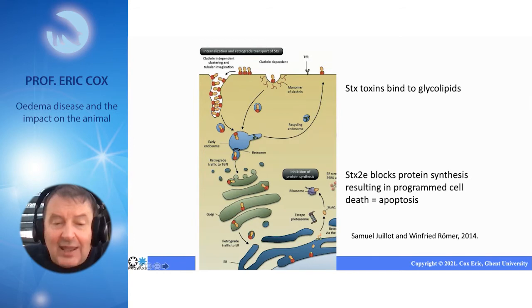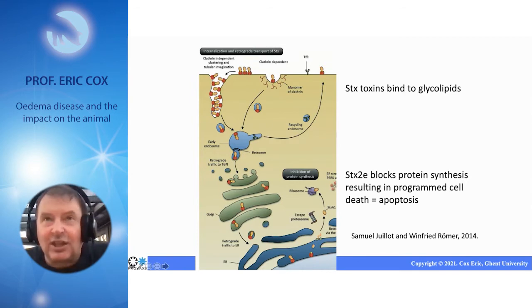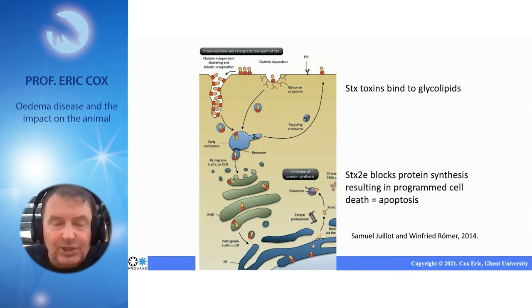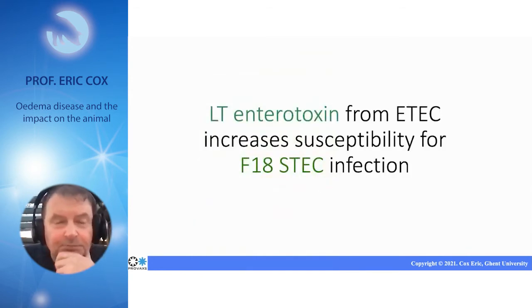There, the A and B subunit split, and the A subunit is the toxin, the really toxic part, that blocks protein production in the cells. So in fact, the toxin enters the cells, goes to the protein apparatus, blocks protein synthesis, and the cell dies. So it goes into programmed cell death or apoptosis. That's the reason why, if it binds to endothelial cells, you see that the endothelial cells die and you get oedema everywhere.